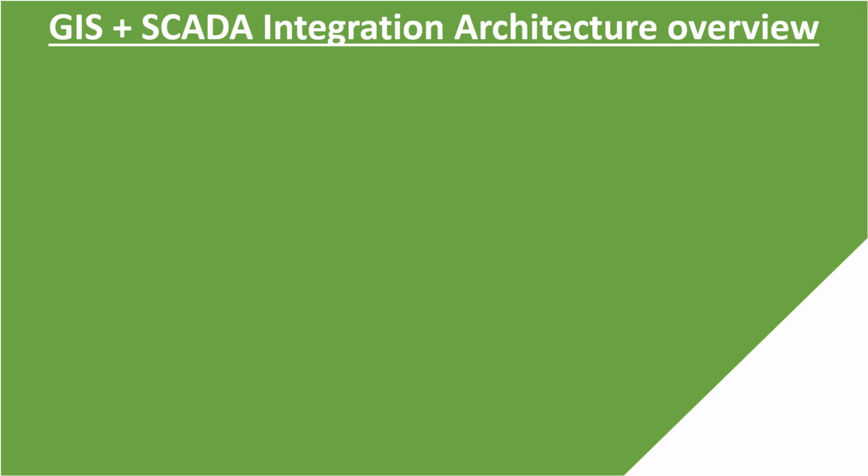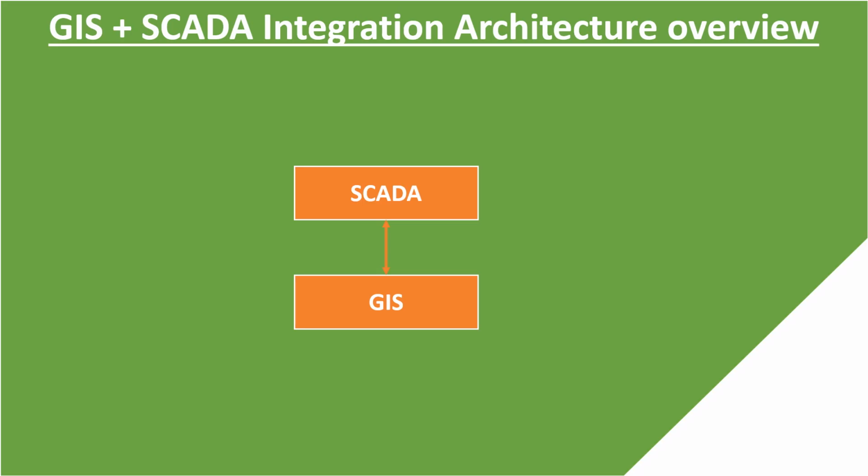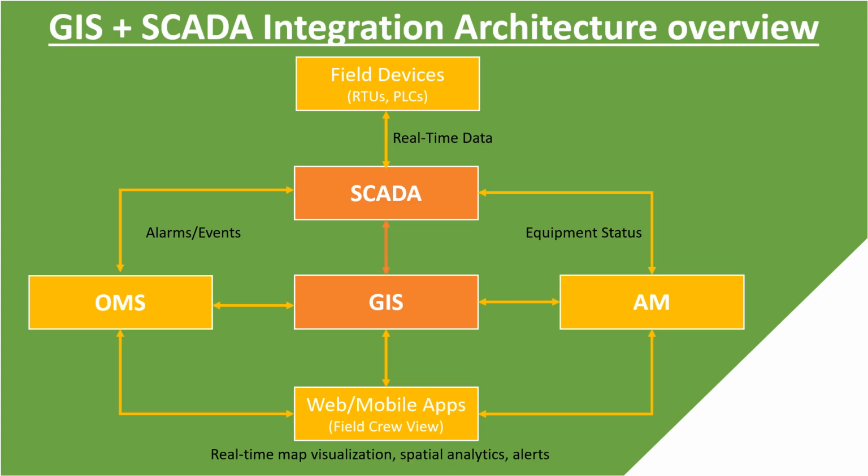Next, we'll see the GIS and SCADA integration architecture overview. It's just a block diagram. The SCADA and GIS systems can be integrated using APIs. In the SCADA system, the core part is RTUs and PLCs, that is remote terminal units and programmable logic controllers, which are field devices.